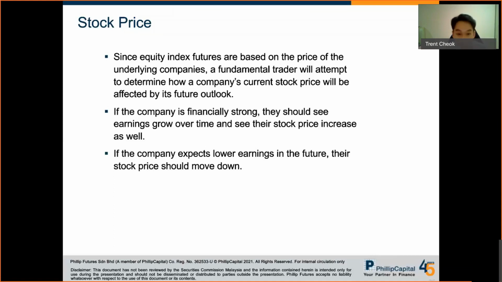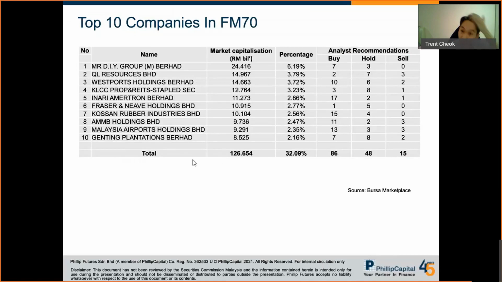So let's see what the current analyst recommendation is, meaning what the future outlook is by the analysts in the investment industry on the top 10 companies of the FM70. We look at the top 10 because these are the largest companies that move the FM70 index. These top 10 companies are already 32% of the FM70 index, the percentage lah. So 32% is like 1/3. So these top 10 companies control the general direction of the FM70 for that particular day.